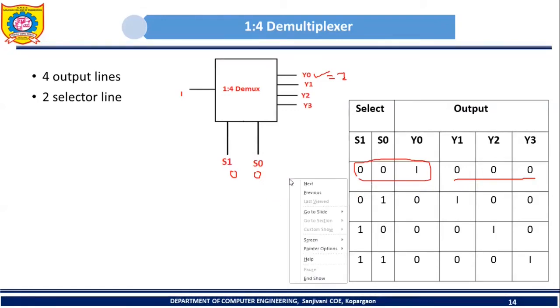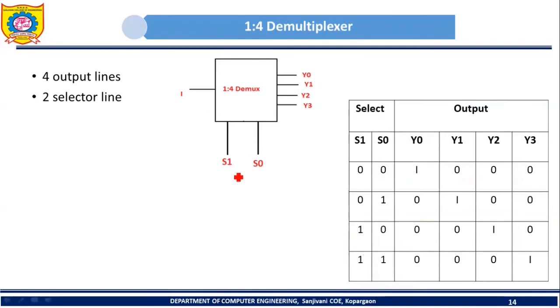Now consider the next possibility. Suppose S1 is 0 and S0 is 1. What is the decimal equivalent of this 0, 1? Please try to understand that you have to consider S1 as MSB and S0 as LSB. So what will be the decimal equivalent of this binary number? It is 1. So that's why Y1 will be selected. On the Y1 line, the input data will be transmitted. So Y1 will be I, and the remaining output lines will be 0. The same thing is shown in this particular row. So when it is 0, 1, then Y1 will be I, and the remaining outputs will be 0.